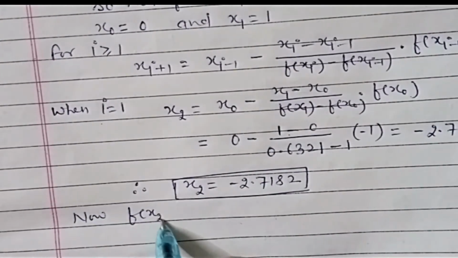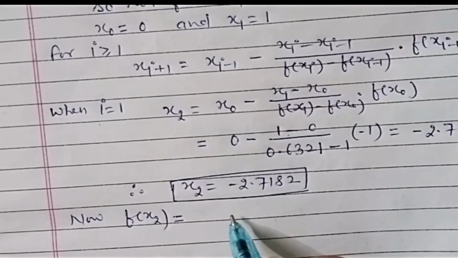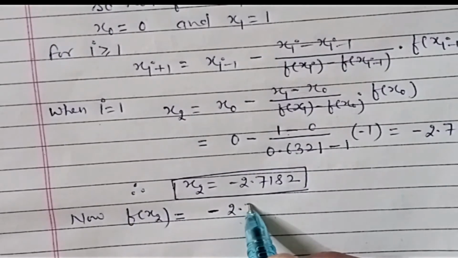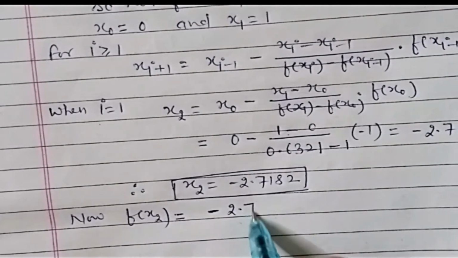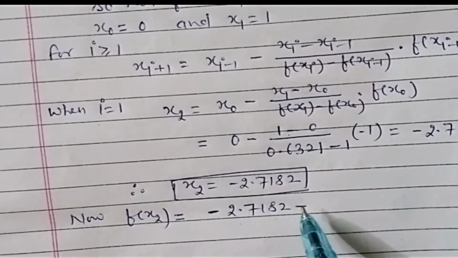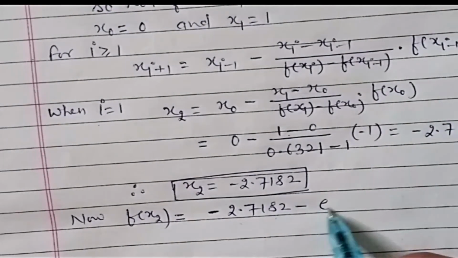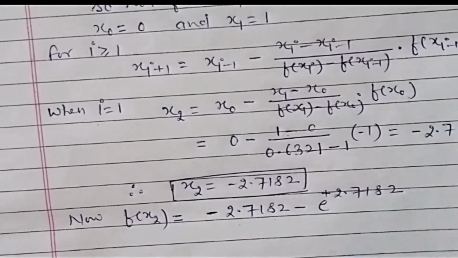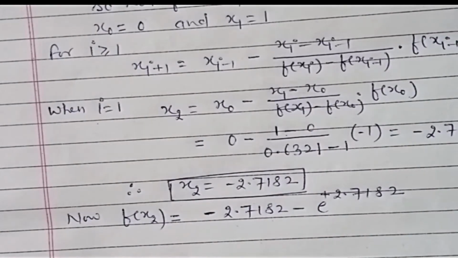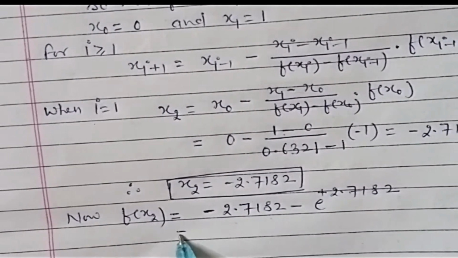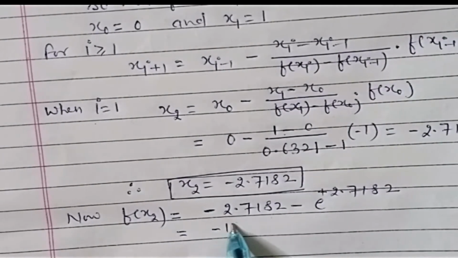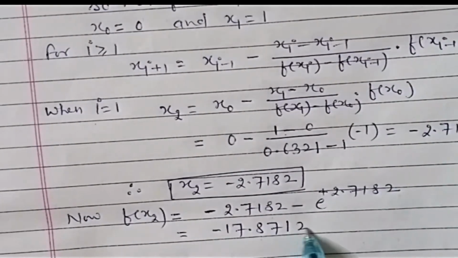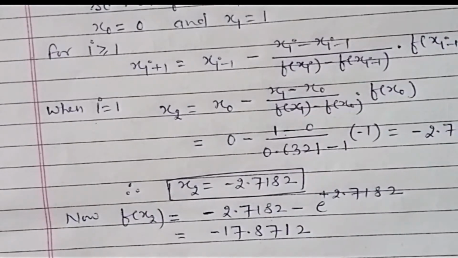Now f of x2 is equal to minus 2.7182 minus e raised to the power, this is plus 2.7182, and this is equal to minus 17.8712.